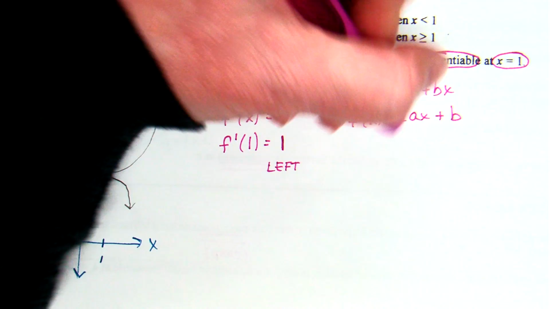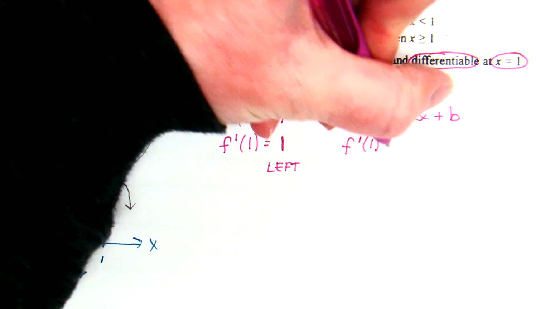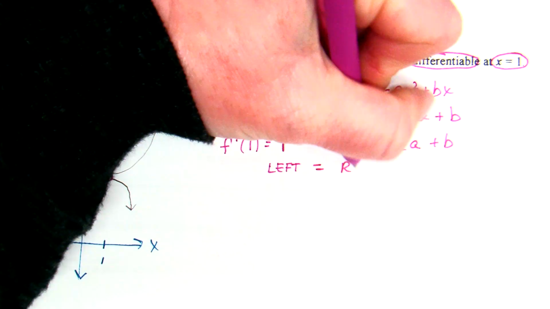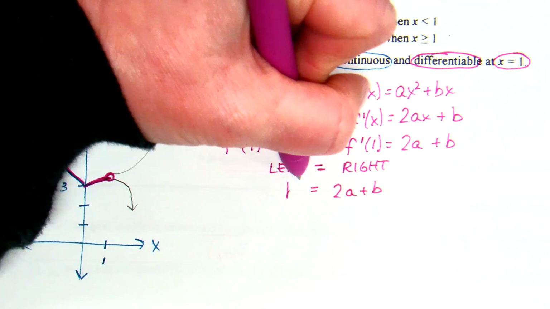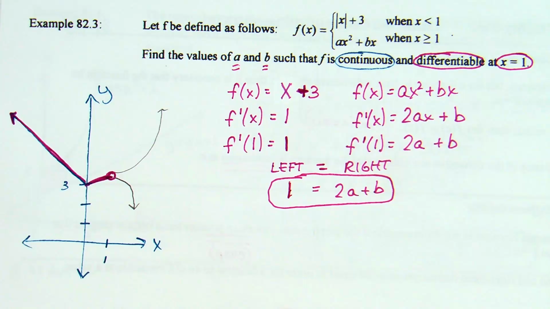What is that derivative evaluated at 1? Put 1 in for x, and it's 2a plus b. And if this is differentiable, what do we know? Left has to equal right, and so 1 has to equal 2a plus b. So whatever we find about our a and b values, they have to satisfy the equation 2a plus b equals 1.